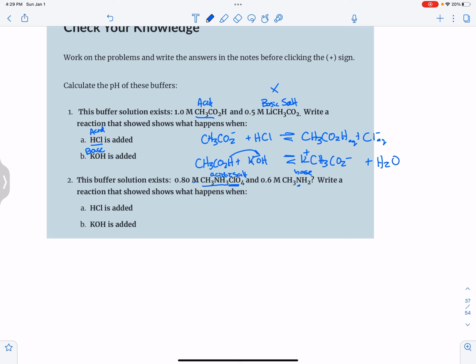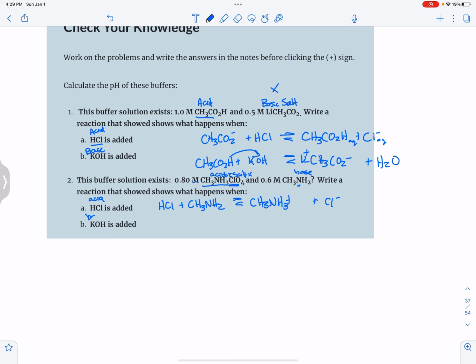So when I add an acid, it's not going to be interested in the acidic salt. It's always going to be interested in the base. So it's going to be reacting with this side, making more of the salt. Sorry, the Cl is going to be just floating around in solution.